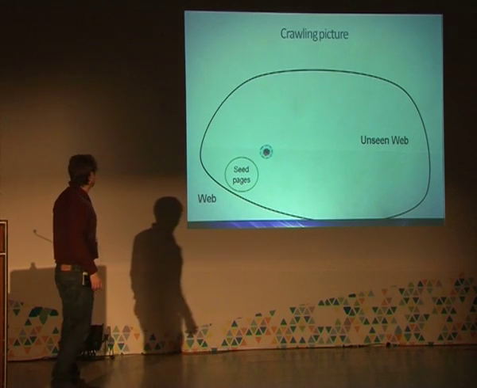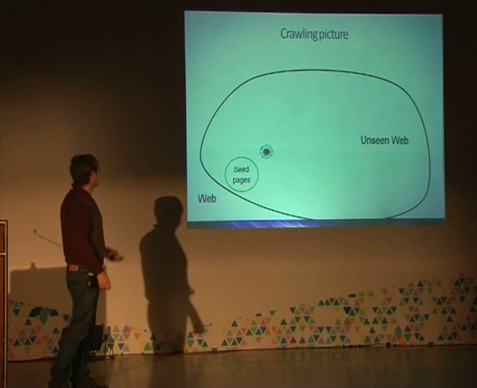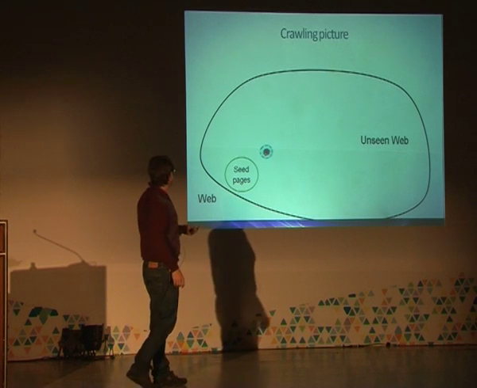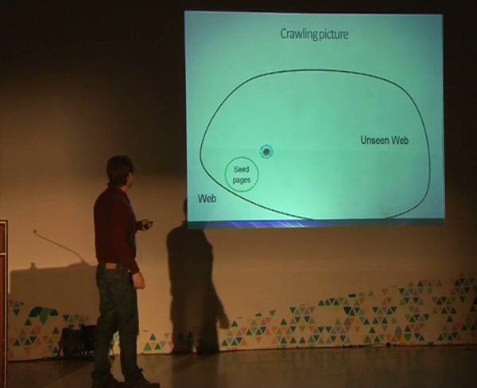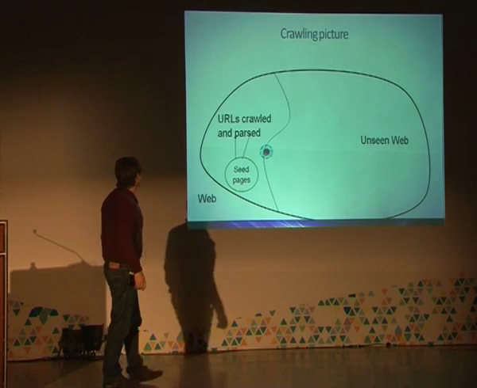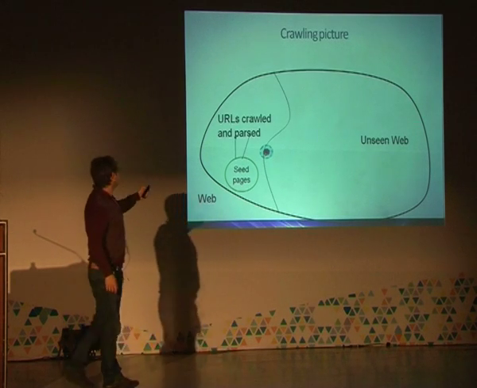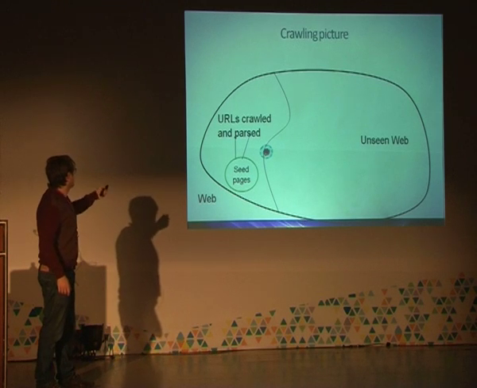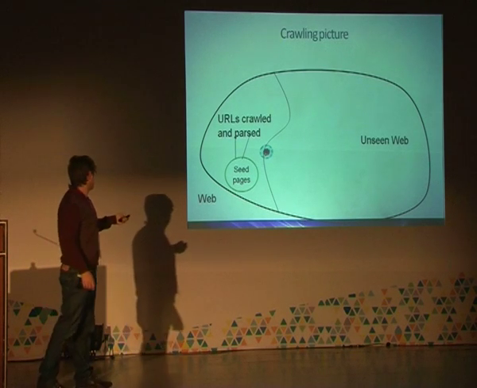But what you have is, this ugly circle is the web. You have your seed pages, and your crawler is the spider here, and there's a lot of stuff you haven't seen. Now you crawl these URLs here, you parse them, so you've seen this part of the web. Right?